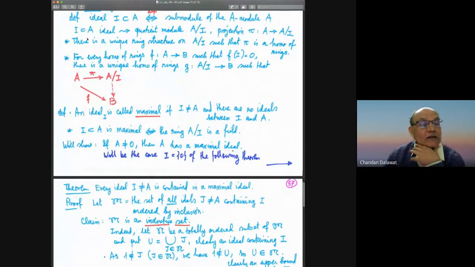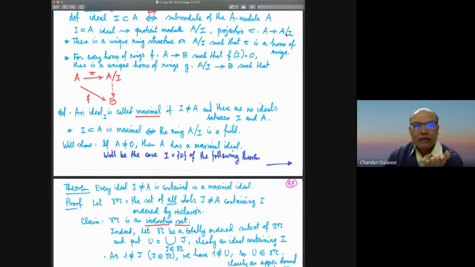So if I have an ideal, then of course I have the quotient module because it's a submodule in particular, and I have this projection, an A-linear mapping from A to A modulo I. But this A modulo I can actually be made into a ring in a unique way, in such a way that this mapping pi becomes a homomorphism of rings. Okay? And that's more or less obvious.